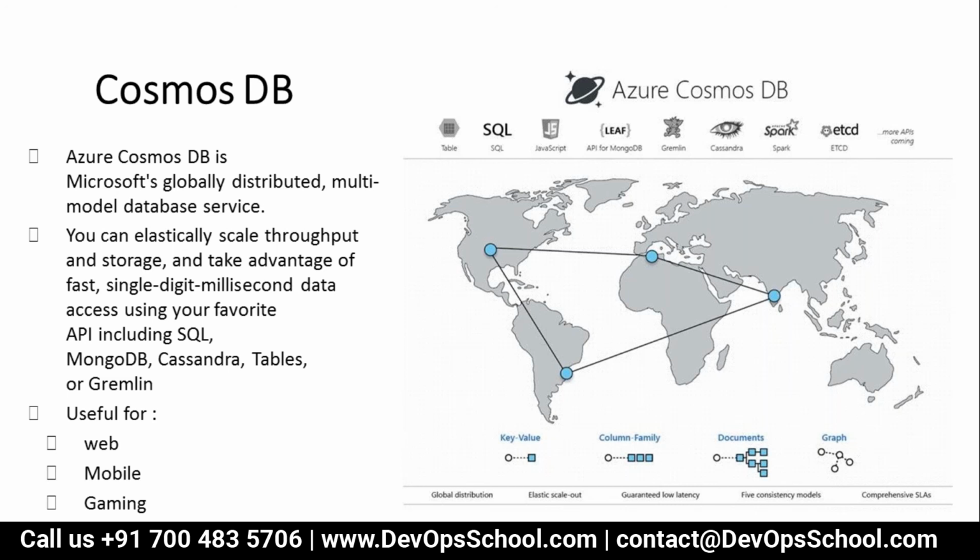These are the core Azure services provided by the Azure cloud. There is a separate certification for the Cosmos DB database. You can elastically scale throughput and storage and take advantage of fast, single-digit millisecond data access using your favorite API, including SQL, MongoDB, Tables, or Gremlin. Cosmos DB is useful for web, mobile, gaming, and IoT applications. You should at least remember that Cosmos DB is a service provided by the Azure cloud.